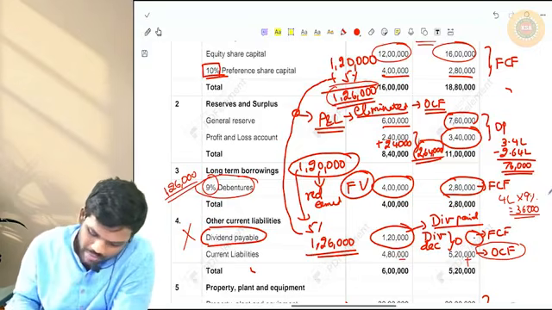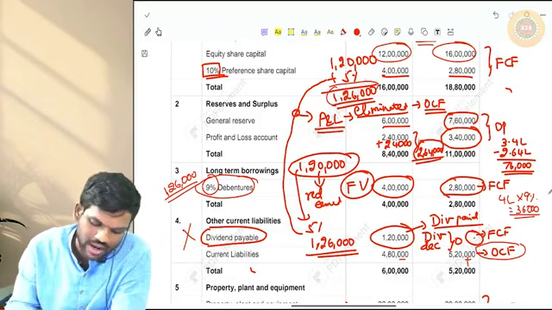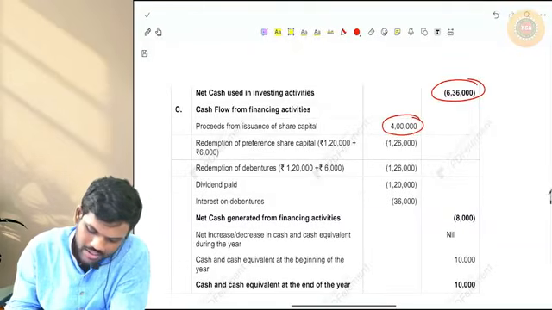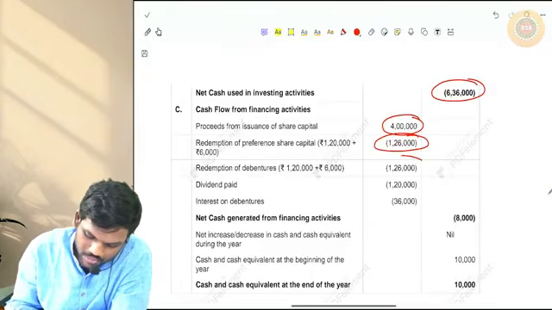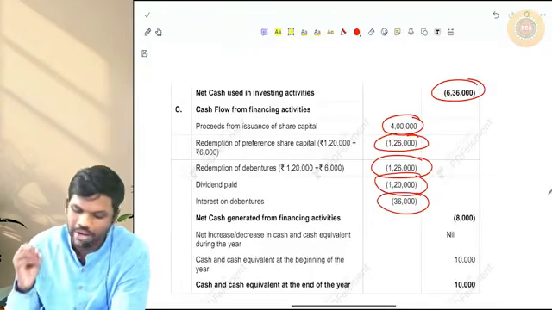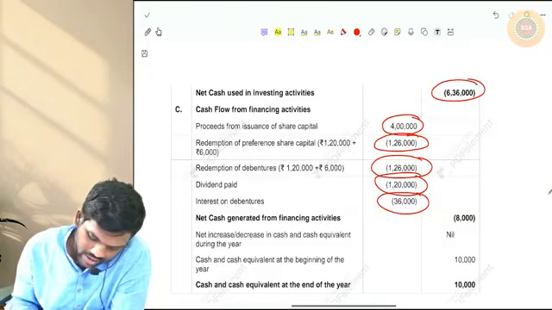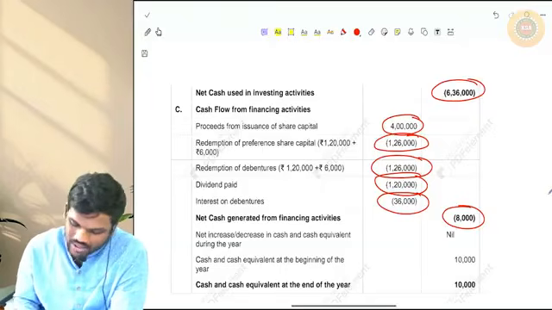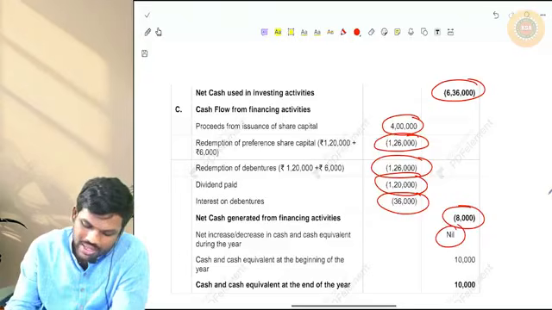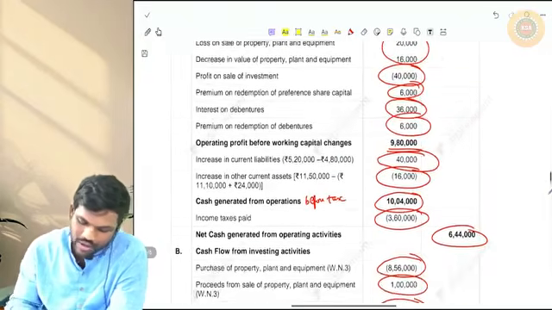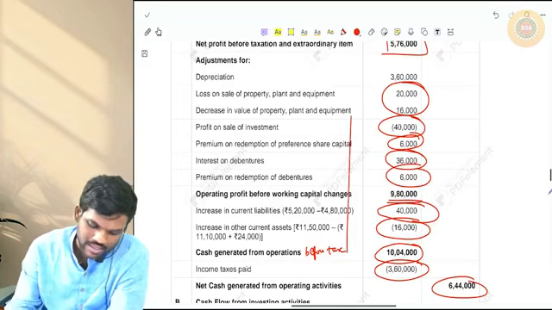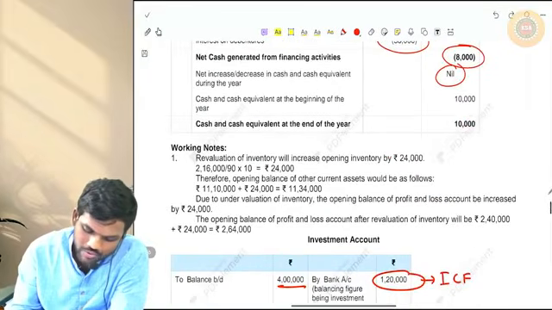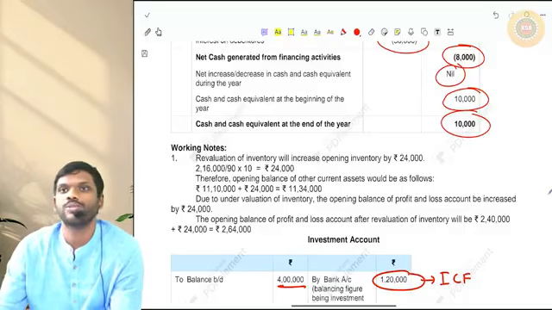And then whatever dividend you have paid of 1,20,000, that also will be a financing cash outflow which should be subtracted. So if you see, they have taken issue of shares, premium redemption of preference shares, redemption of debentures, dividend paid, and whatever interest paid on debentures also is a part of your financing activity. Net 8,000 is the cash outflow from financing activities. If you add all three, you will get net increase or decrease, which is 0. All these three are getting cancelled out. 6,36,000 plus 8, 6,44,000 negative, plus 6,44,000 positive. So net it is 0. And then to that add opening balance of 10,000, you will perfectly get the closing balance of 10,000. This is how we have to prepare.